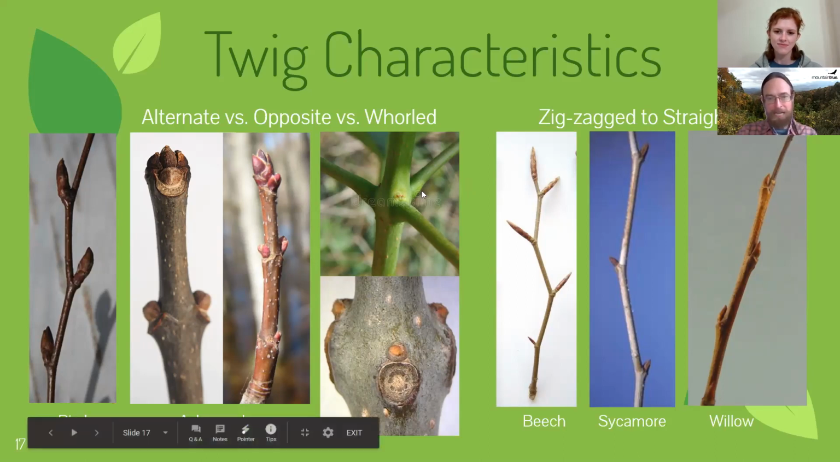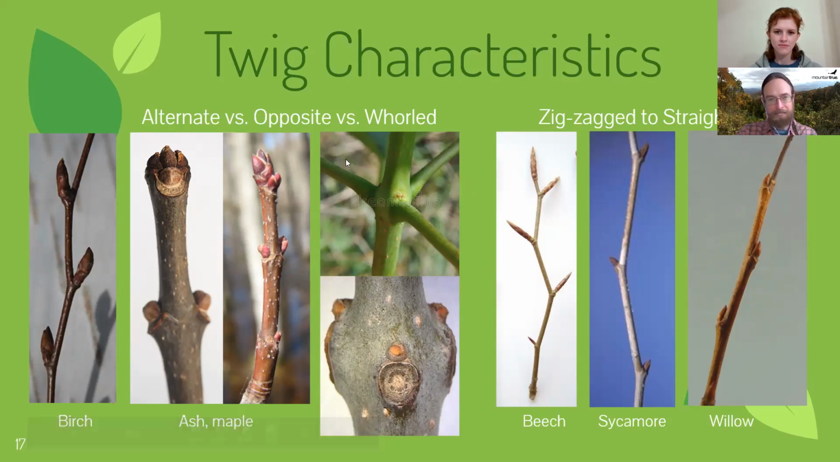And then there is a type of branching that's not opposite or alternate that I did not discuss, which is whorled. It's actually kind of like alternate, but it's more than two branches coming off in the same spot. So if you have three or more branches, that's going to be a whorl. White pine is probably the most common whorled tree around here. It's actually the only native whorled tree I can really think of.